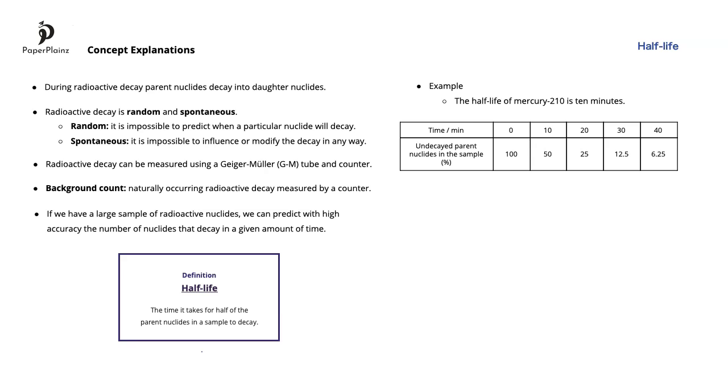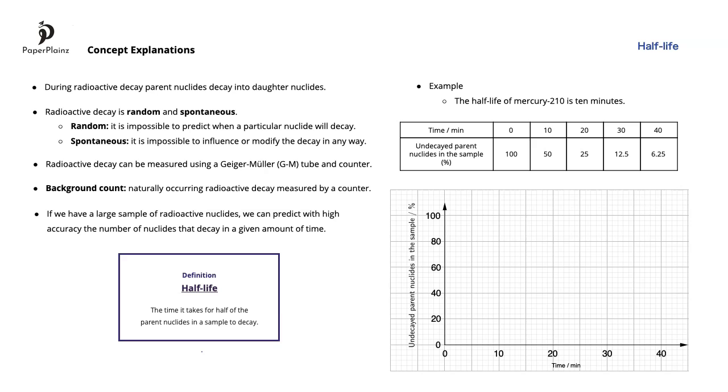In questions, you will often come across radioactive decay graphs. Let's see how such a graph looks like for this decay. We have time on the horizontal axis and the percentage of undecayed parent nuclides on the vertical axis. This is what we get when we plot the points based on the table. And here is the decay curve after we connect the points.